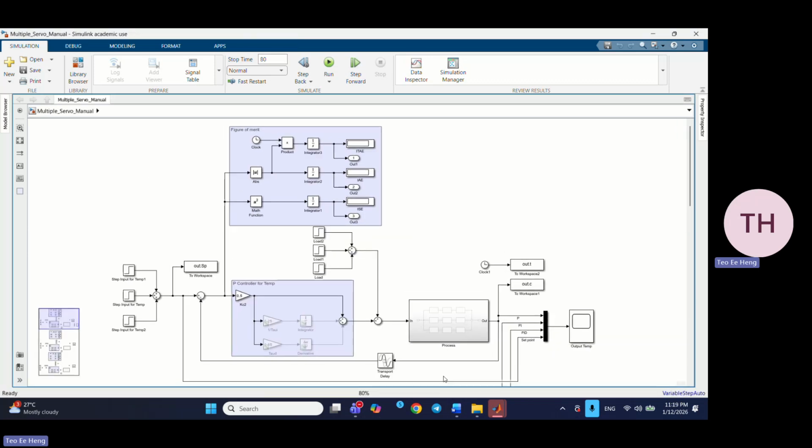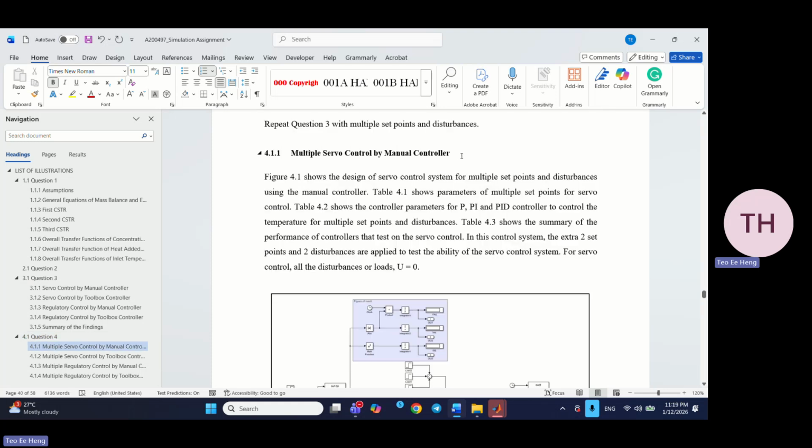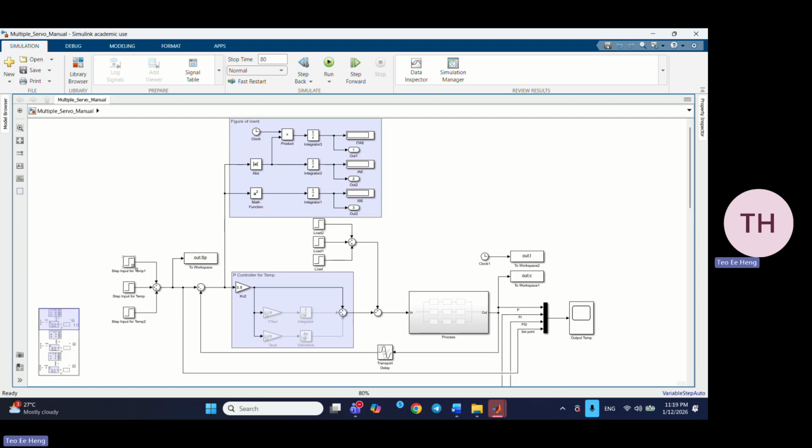For question 4, the question asks to repeat question 3 with multiple set points and disturbances. So for the multiple servo control by manual controller, here I put 3 step inputs to control the temperature. Multiple loads are also added into the designed control system. For the servo control, there is no disturbance load, so all the loads here are equal to 0.